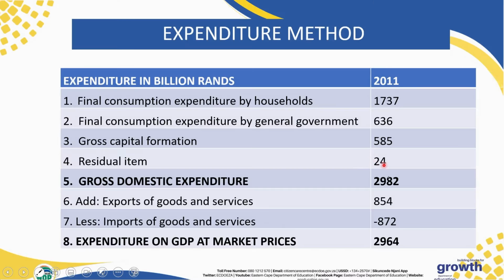If it's positive just like this, it means we undercasted. However, the residual item can become negative. If it becomes negative, it means we overstated the figure.